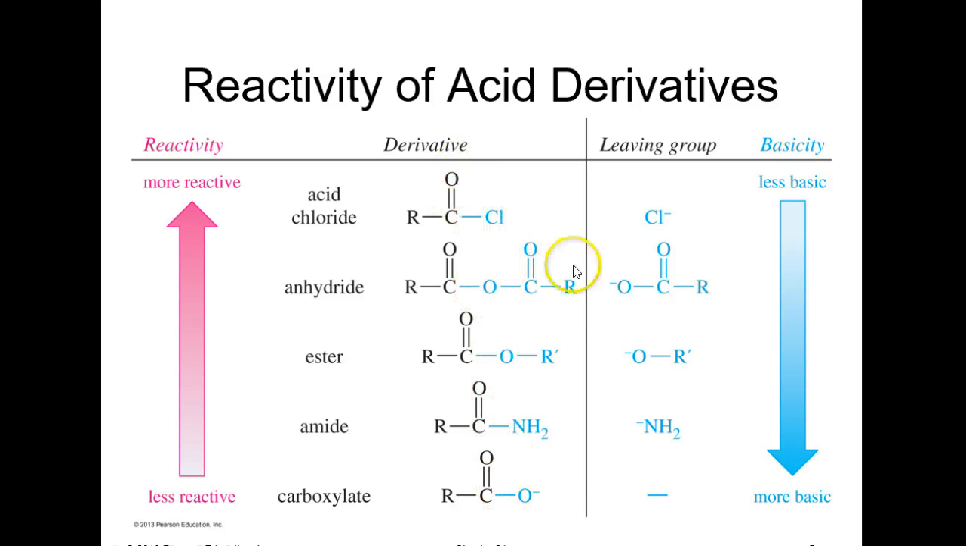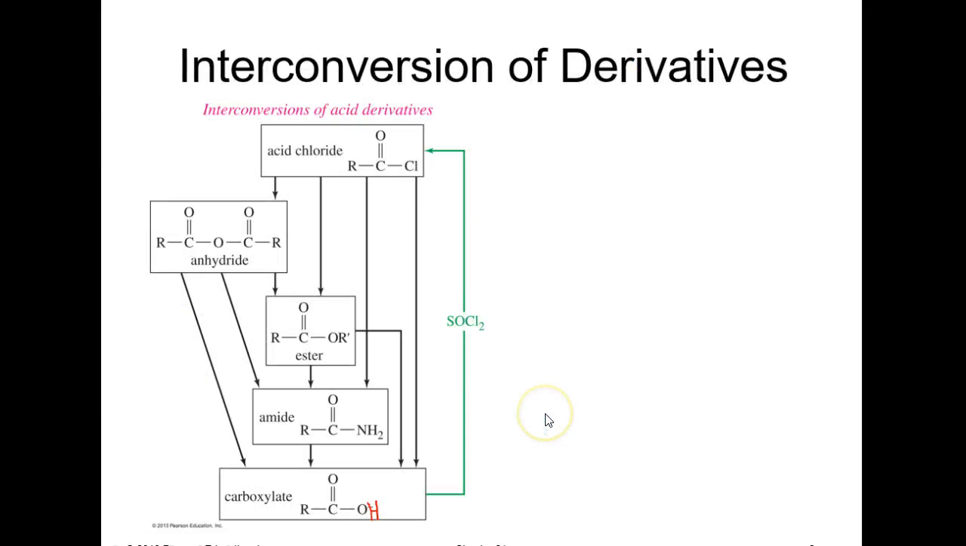You can take an acid chloride and make an ester. You can take an acid chloride and make an amide. You can take an acid chloride and make a carboxylic acid. Now let's look at the anhydride. An anhydride can make an ester, can make an amide, can make a carboxylic acid. Esters can make amides and carboxylic acids, and so forth and so on. So that's what this is showing you: the acid chloride can make the anhydride, see the arrow, the ester, the amide, the carboxylic acid.